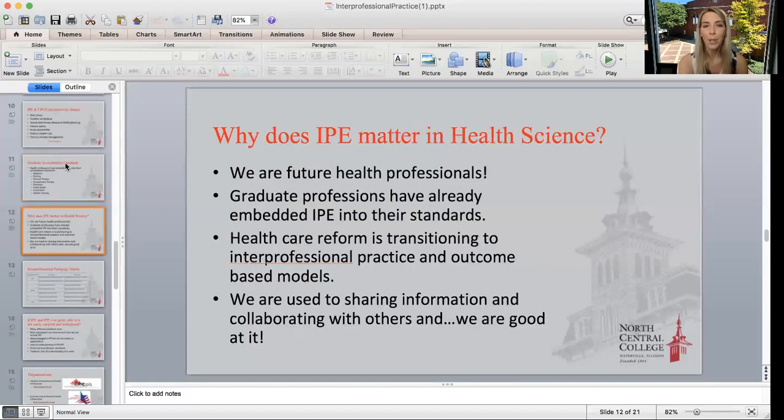So why does interprofessional education matter when we're talking about health science? All right, we're not in a graduate program right now. We're in an undergraduate program. Some of us are preparing for clinical graduate programs, but we're not specifically learning about those things now. However, you are all future healthcare professionals, whether you're clinical or non-clinical.